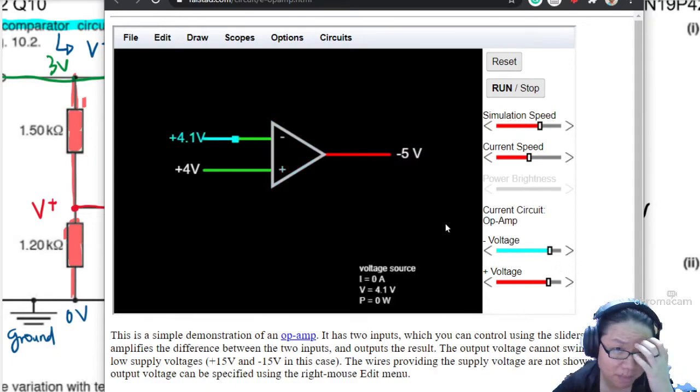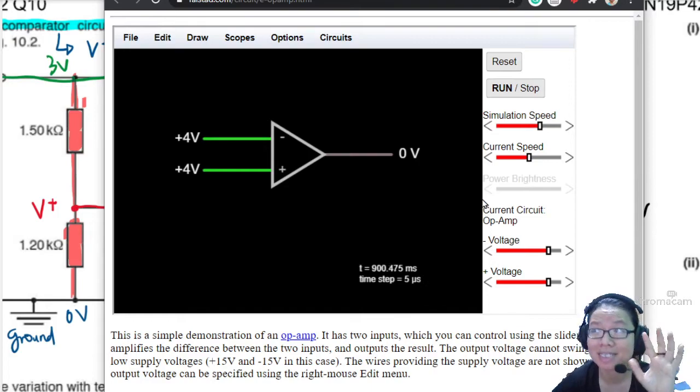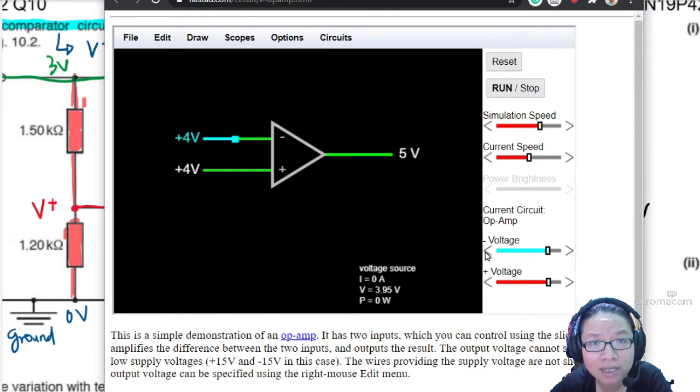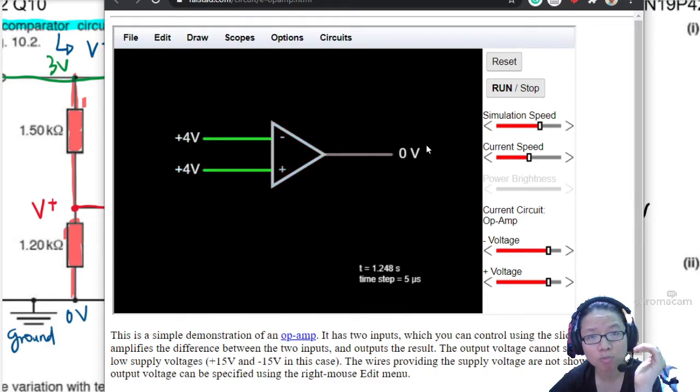You might be wondering, what if V minus is equal to V plus? Let's say, ding, you get 0, because they're equal, nothing to compare. And what if V minus is smaller than V plus, like for example 3.9? V plus is bigger, so the output is positive. You can tell that as I increase this, this is the switchover point. When V minus is smaller than V plus, the output is positive. If V minus is equal to V plus, like this, then the output will be 0.